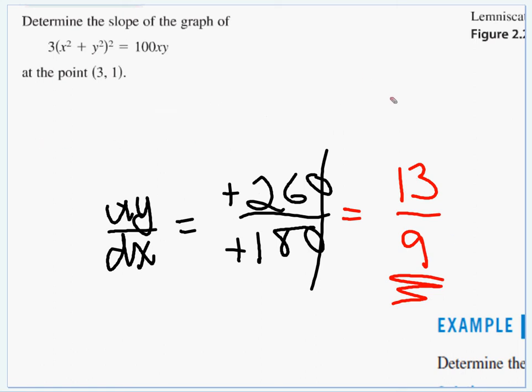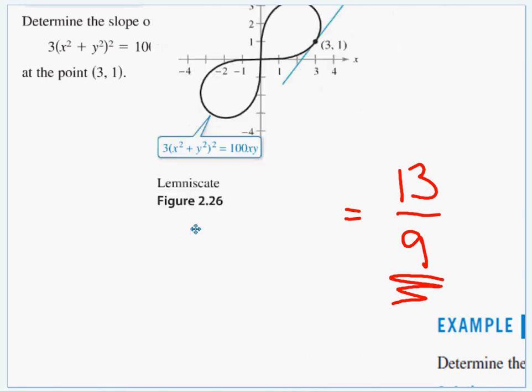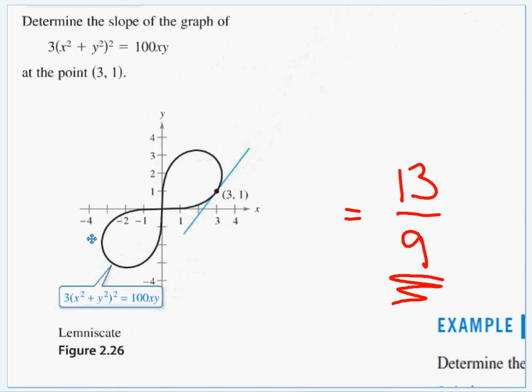And let's see, in this case, they did give us the graph. And if we look at the point in question, it looks like a figure 8 going through the first and third quadrants at (3, 1). We do have a pretty steep positive slope there. So our 13/9 does make sense.